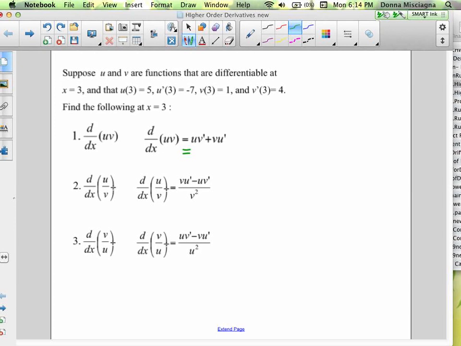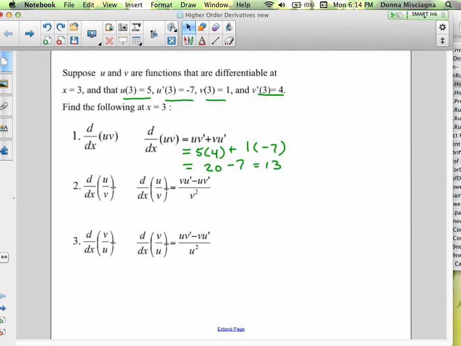All right, so u of 3 is 5. So we have 5 times 4 plus 1 times negative 7. So it's the first times the derivative of the second plus the second times the derivative of the first. And we have all the information right up there in the table. So that would be 20 minus 7, or 13. That would be the derivative when x is 3 for the product u times v.